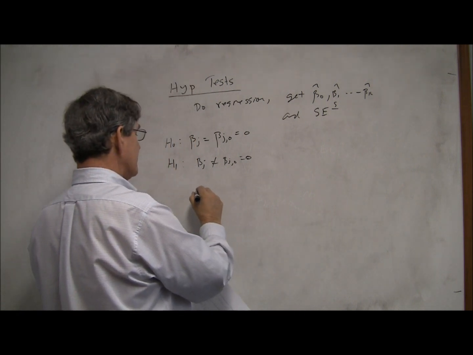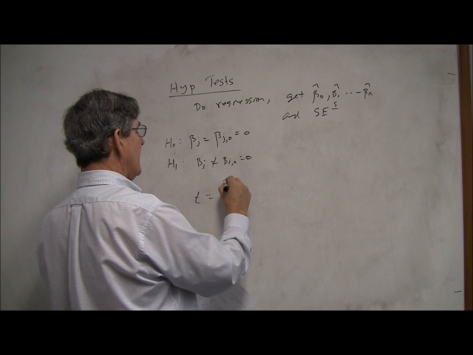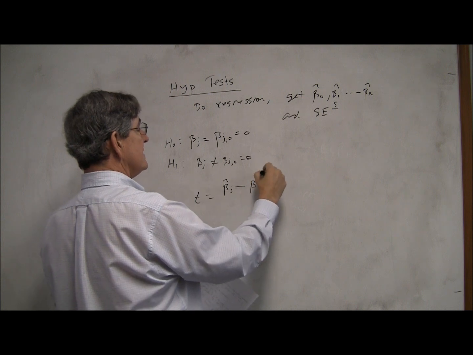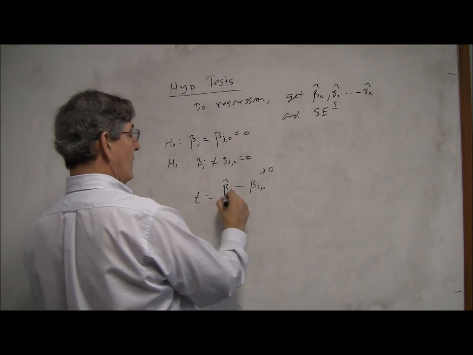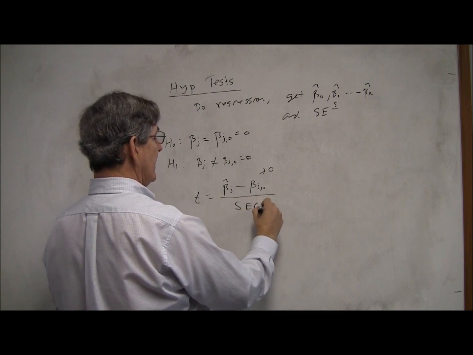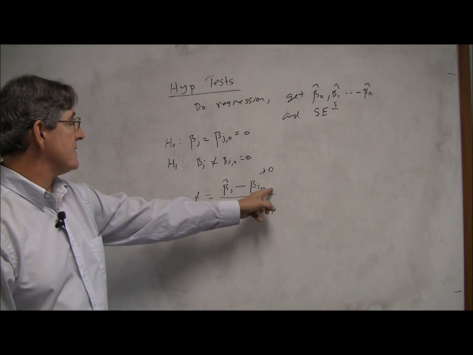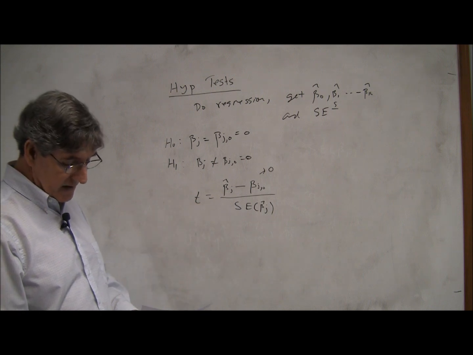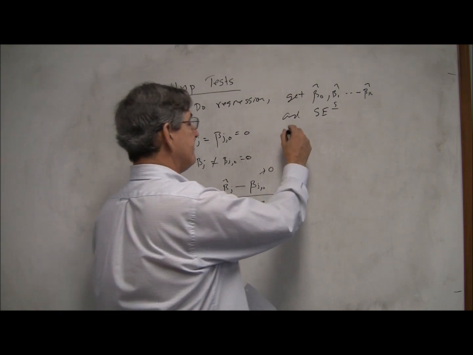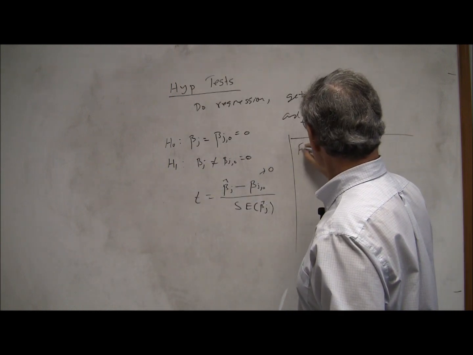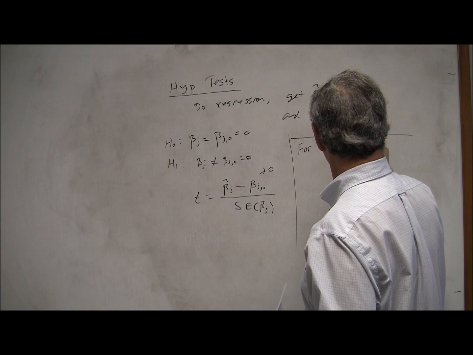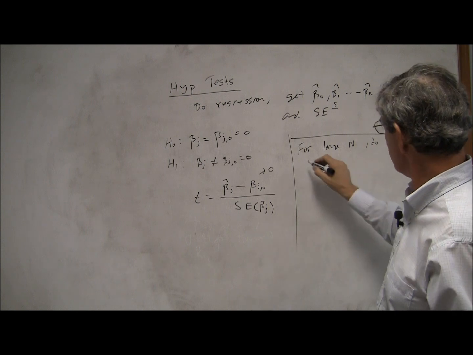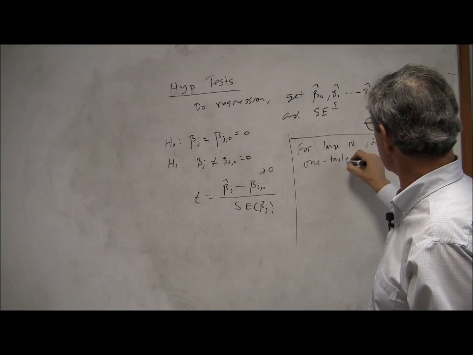Then the t is just what it used to be. It's the estimated value of beta j minus the hypothesized value, in our case this is 0, over the standard error of beta hat j. So this is just your hypothesized value that you set yourself, and this is what the computer package gives you, and that gives you your standard t statistic. For large n, and we've said greater than 100 is pretty safe, you can do a one-tailed or a two-tailed test.